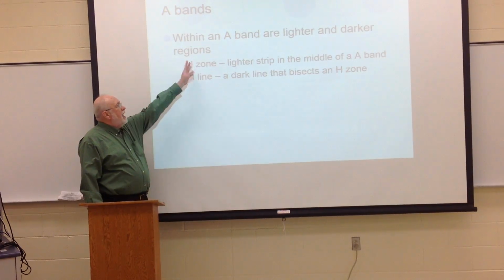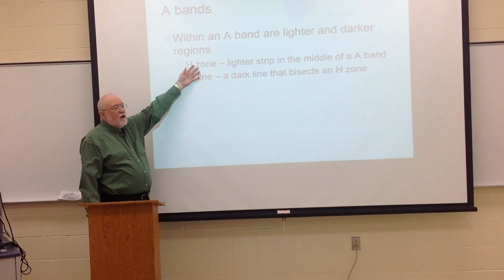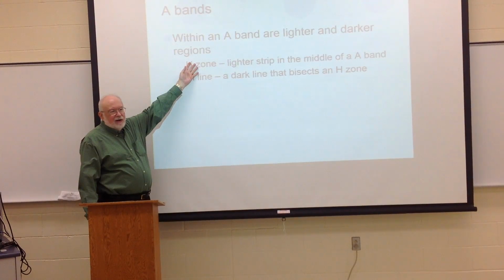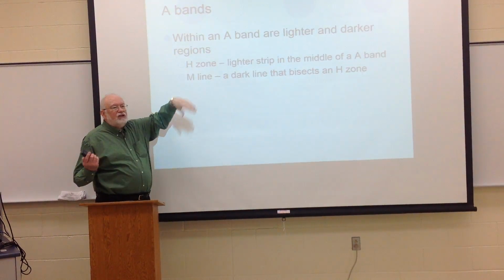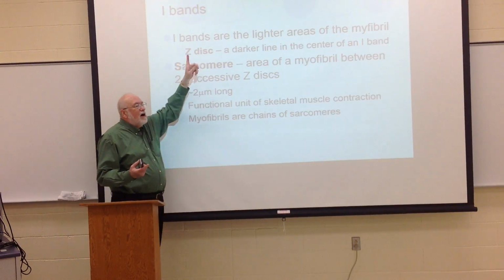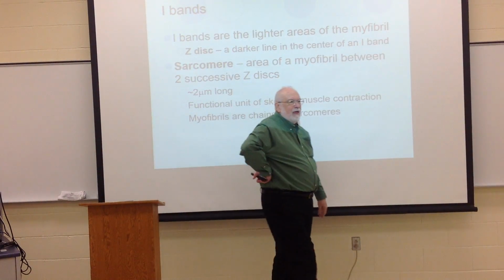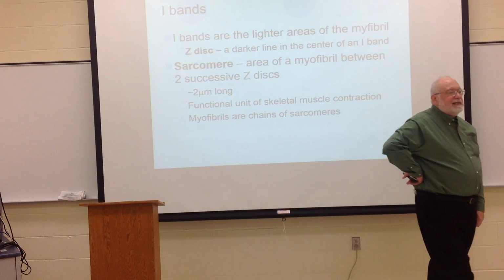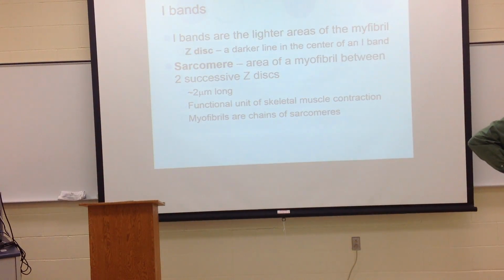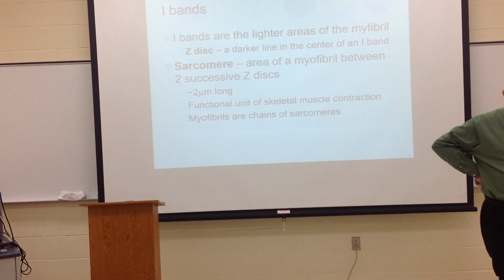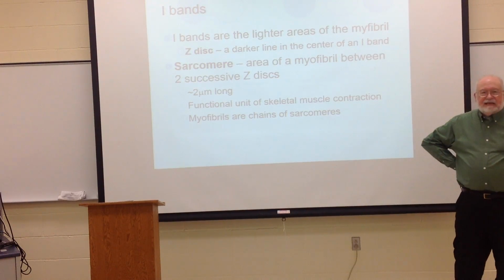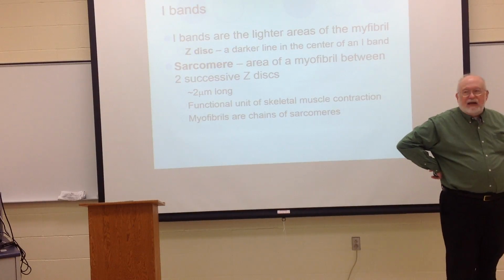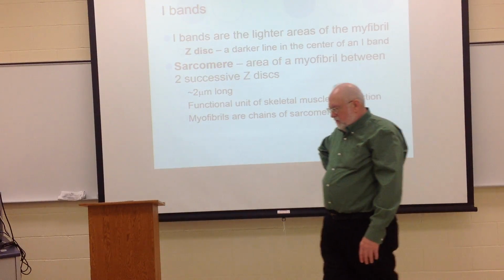Now, within the A band, there are lighter and darker areas. We're not going to worry about these. I got carried away when I made up the outline. So, H zones, M lines, flush them. We're not going to deal with them, but we are going to deal with the Z disc. The Z disc, or the Z line, goes down the middle of the I band, the light staining area. And that Z disc is what defines a sarcomere.